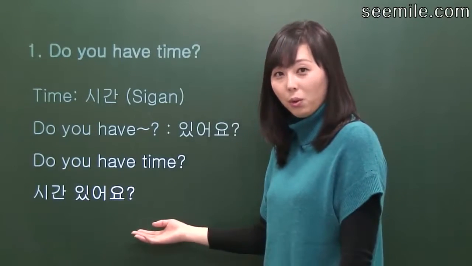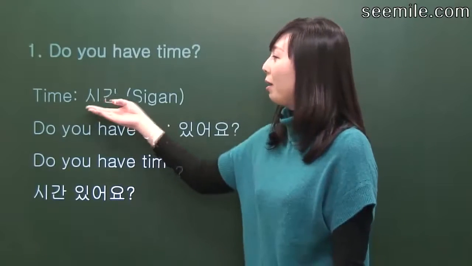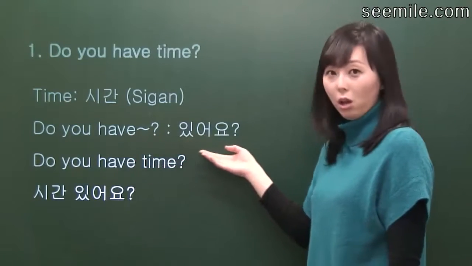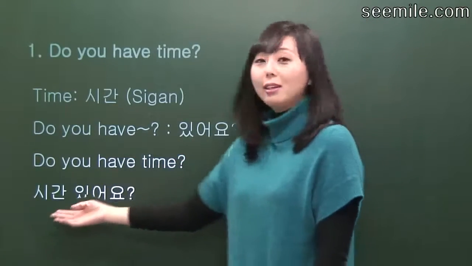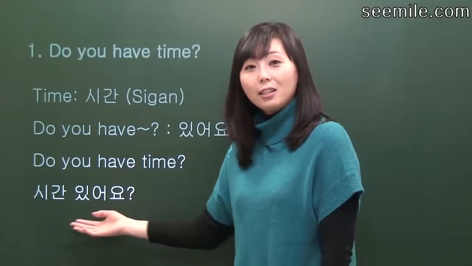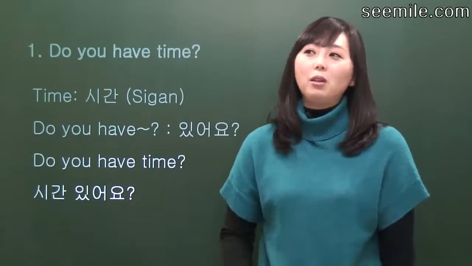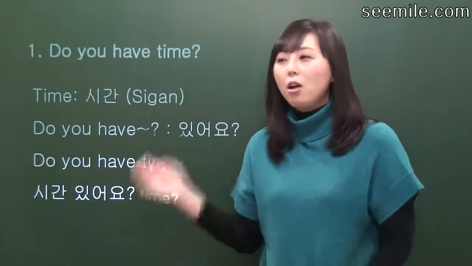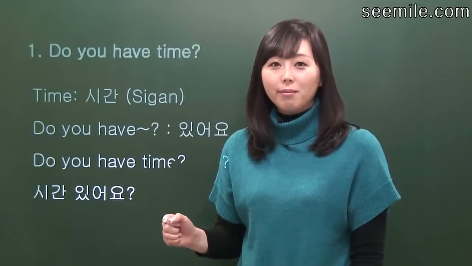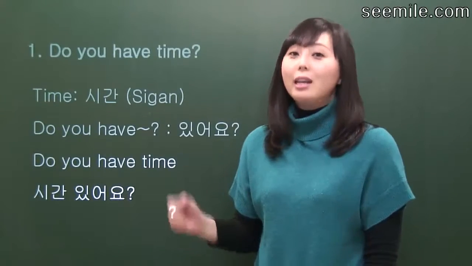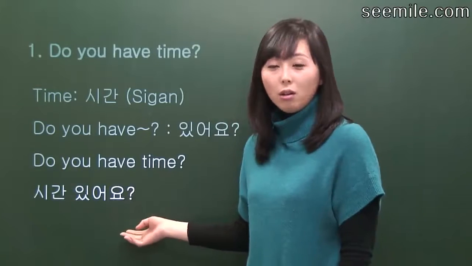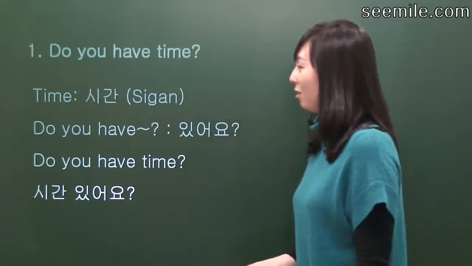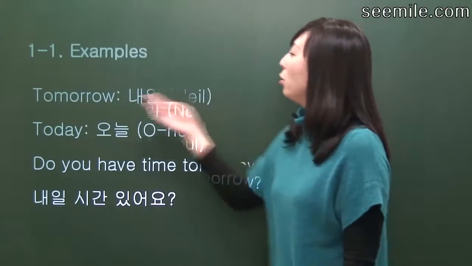One more time. Time means 시간. Do you have? 있어요. And do you have time? 시간 있어요? So, you just bumped into Christine, your Korean teacher, and you want to ask her, oh, Christine, do you have time? How can you say that in Korean? Christine, 시간 있어요? Okay? Good. Let's see the examples.